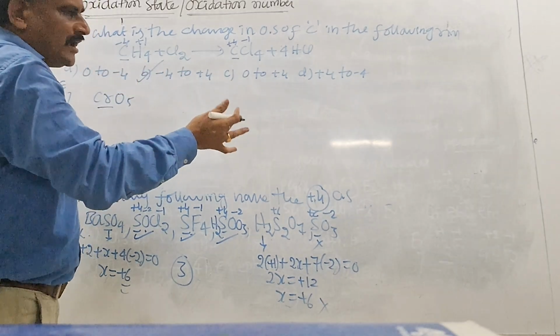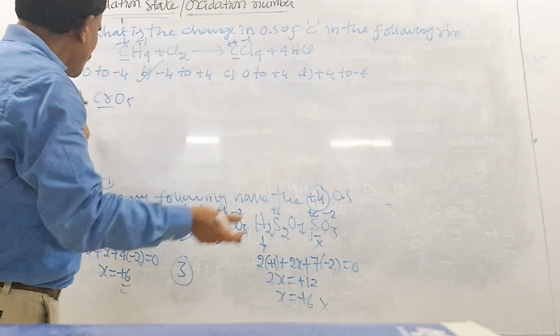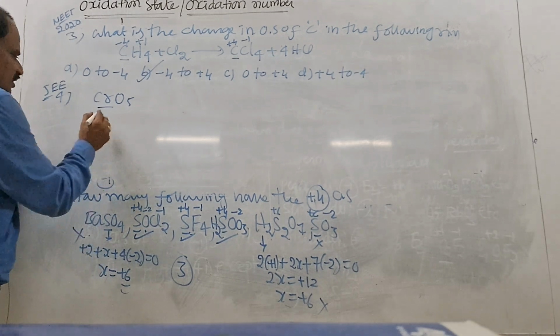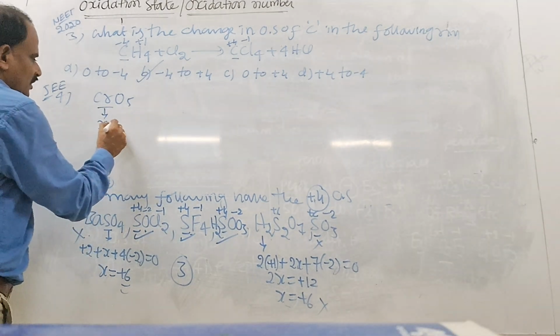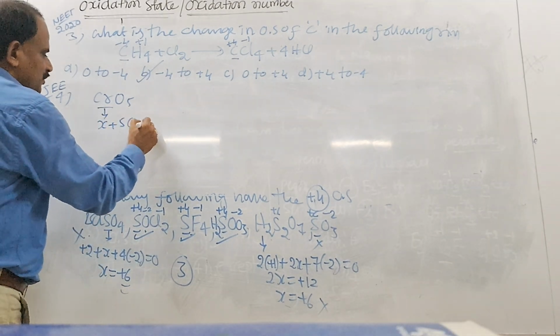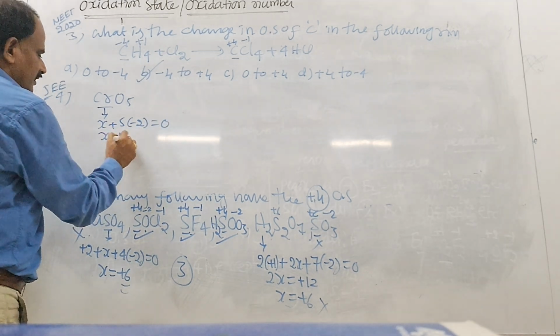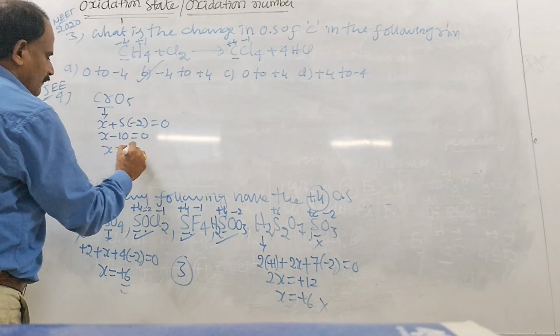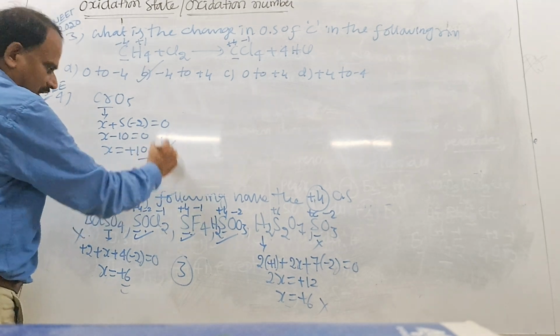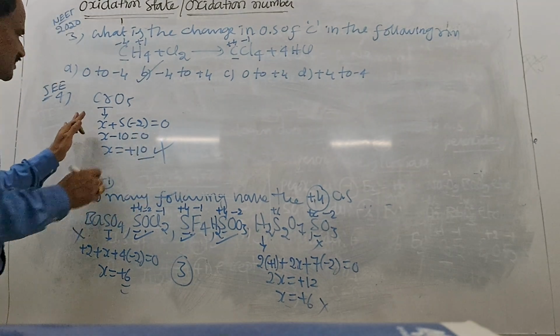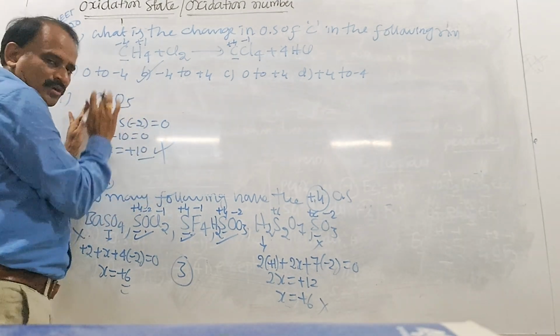Indirectly, like in upcoming exams, they already ask this question. What is the oxidation number of chromium in chromium pentoxide? Generally, you can apply this method: take chromium as X. There are 5 oxygens, so X plus 5 into -2 equal to 0. Then X minus 10 equal to 0, then X equal to +10. Is it correct or wrong?